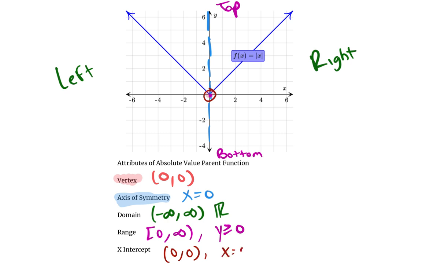My y-intercept, we're going to do the same thing. Follow the graph on the y-axis and see where it crosses your graph. It happens to be the same point again. That won't always happen, but because it's a parent function, it shares all those attributes where my y-intercept is also the x-intercept and it's also the vertex.